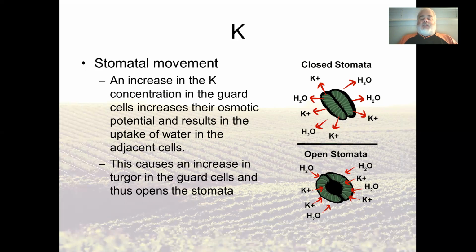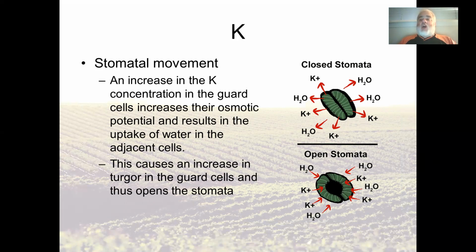So here is an illustration of that. You move potassium out, the water follows, the stomata close. You move potassium in, the water follows by osmosis, makes the guard cells turgid, and it opens up the stomata. So plants can manipulate what they need.